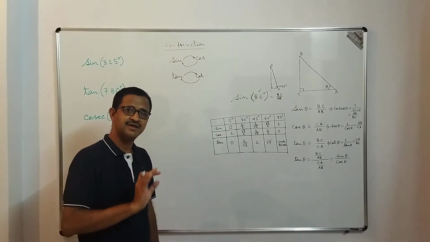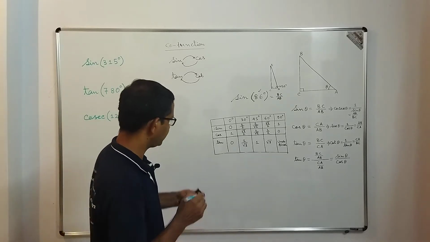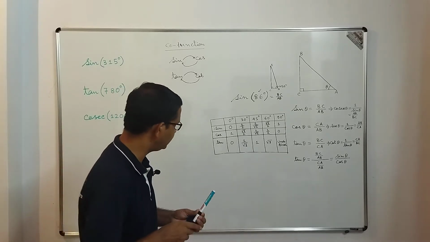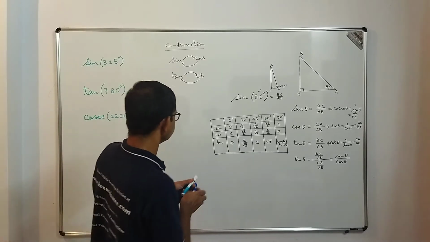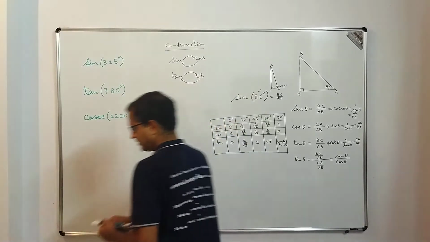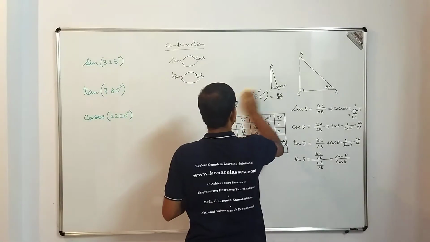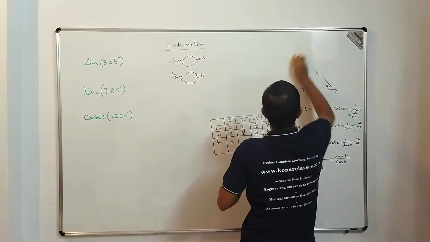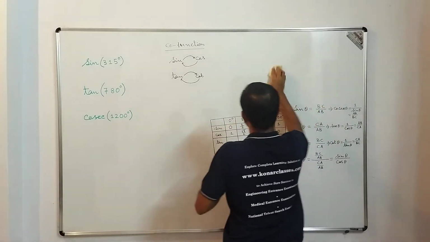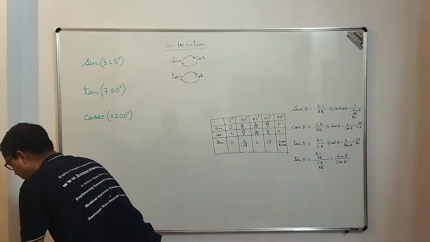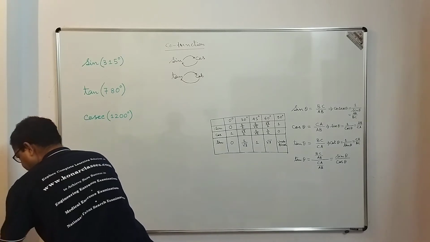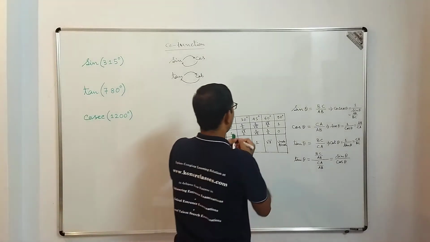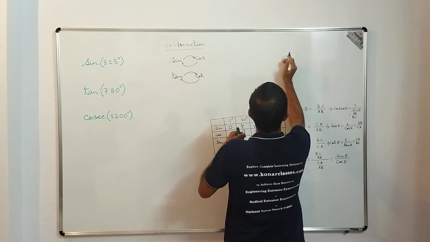The second one is the concept of quadrant. Very easy, we can do it very easily. Let us understand the concept of quadrant here. Let me rub this off and let me explain the concept of quadrant here. Dear students, you know quadrant from coordinate geometry.